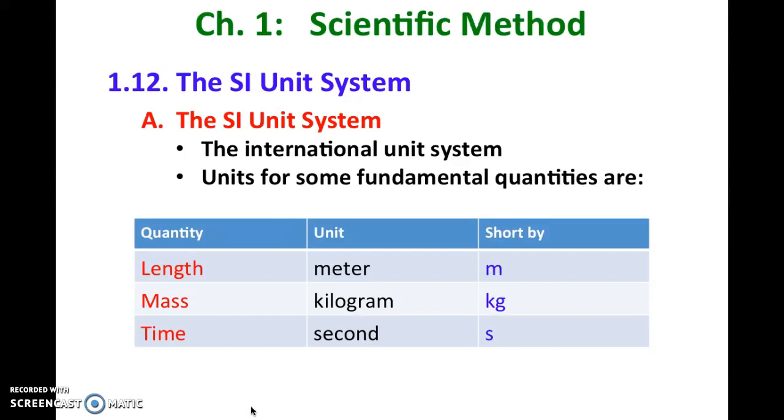The final section of this chapter is about the SI unit system. It is the International Unit System. This system chooses length, mass, time, and other quantities not included here as fundamental quantities and defines their units as meter for length, shortened to m, kilogram for mass, shortened to kg, and second for time, shortened to s.